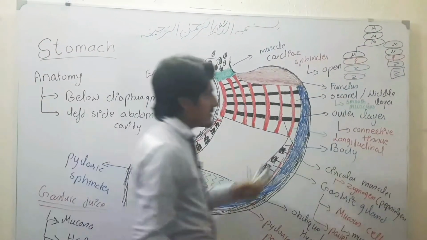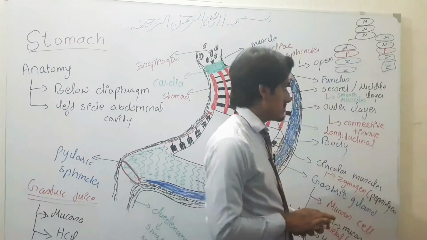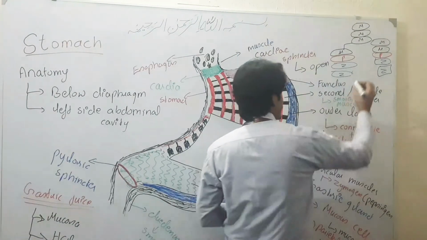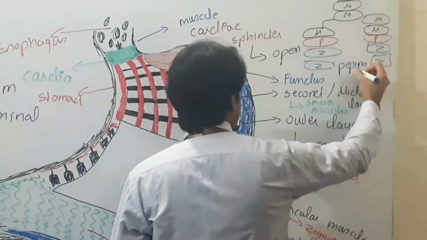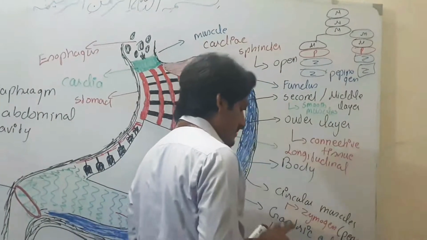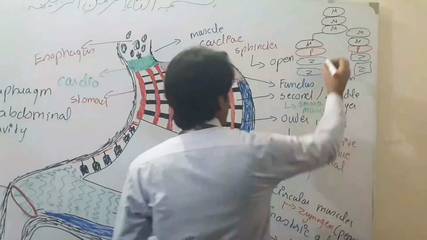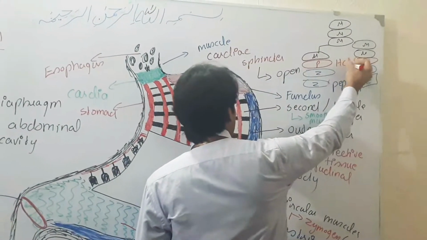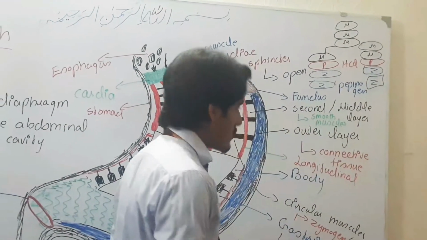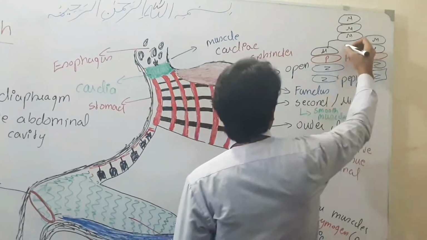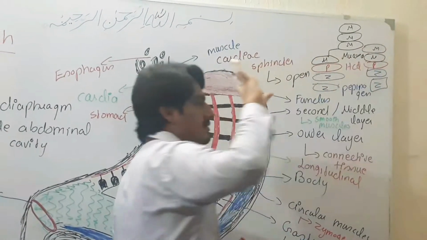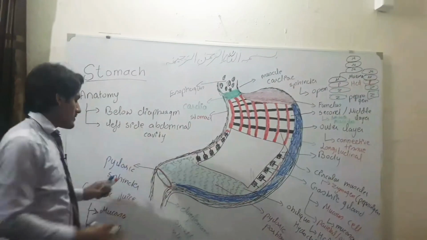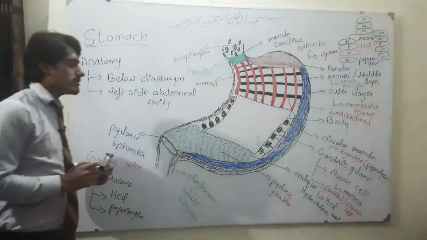They secrete their own secretion. Zymogen cells secrete pepsinogen enzyme, parietal cells secrete hydrochloric acid, and mucous cells secrete mucus. There are three secretions of the gastric gland which are collectively called gastric juice.